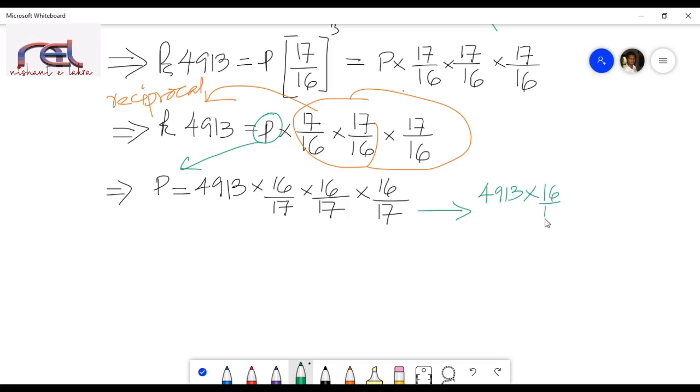Let me help you understand how we can solve this. 4913 into 16 by 17 into 16 by 17 into 16 by 17. I hope you know the table of 17. It'll be much easier for you to solve it. When we multiply 17 by 289, we can cancel 4913, right? 17 17s are 289, 17 ones are 17, so we are left with 3 16s: 16 into 16 into 16.